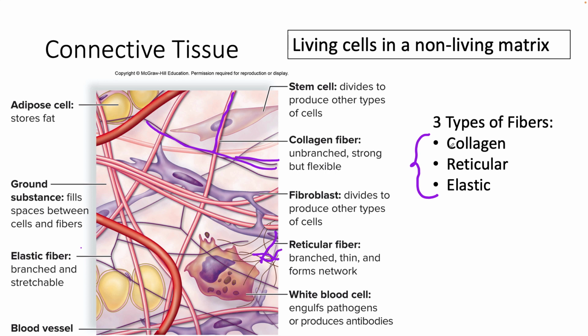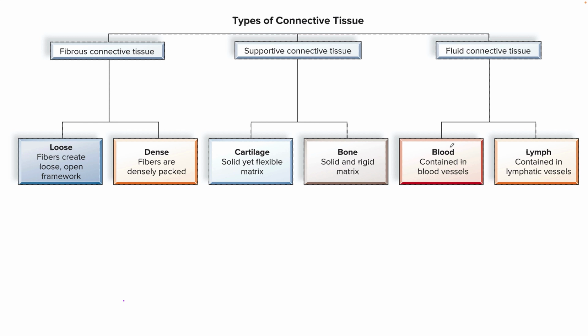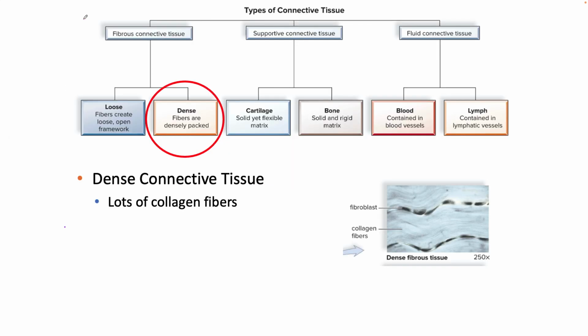Now, just like epithelial tissues, there's a lot of different types of connective tissue, but we only have to learn 5 types of connective tissue in this class. So the first type of connective tissue that we're going to learn about is dense connective tissue. Dense connective tissue has a lot of those really thick, strong collagen fibers, and that gives dense connective tissue a lot of strength, but it also makes them kind of less flexible than other types of connective tissues.